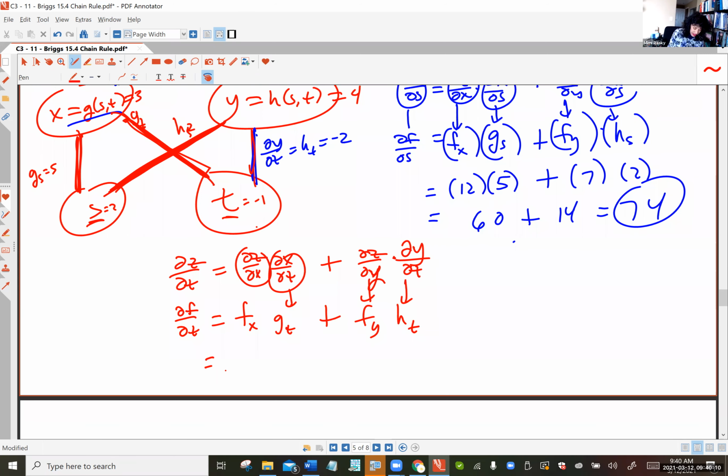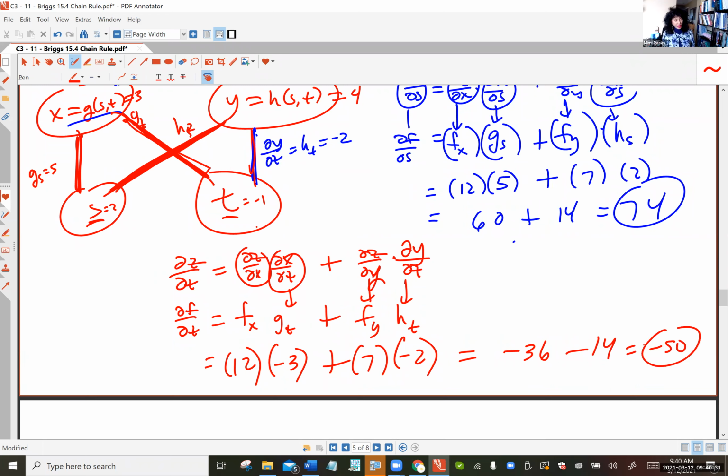So fx is still a 12. And then they told me that the partial of g with respect to t was, I think, -3. And the partial of f with respect to y is still a 7. And then the partial of h with respect to t was a -2. And then this is -36 minus 14. And I get -50. Okay, so now we got the dz dt. I don't know about units because they didn't give us any units. So no units for this problem. And I'm done. So there you have it.